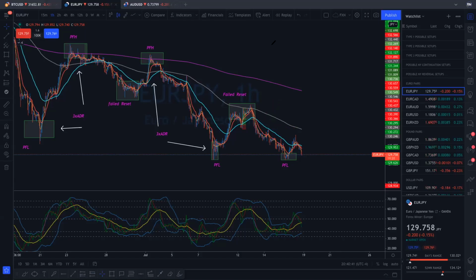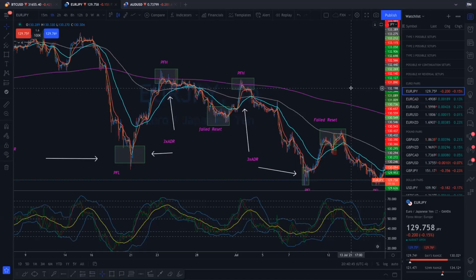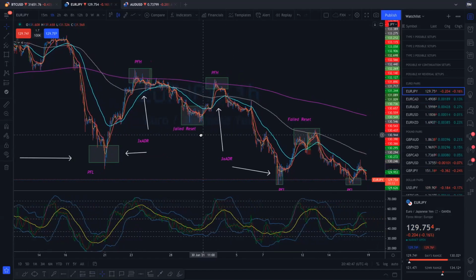I'm looking forward to you going over market structure and how you use that for confluence or whatever. So it's how to just use it.